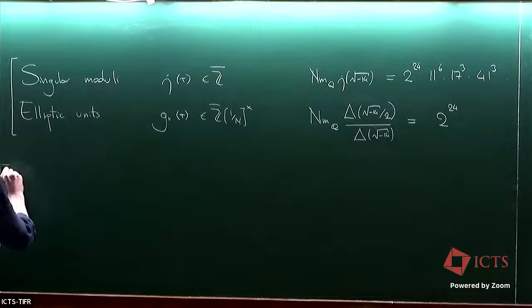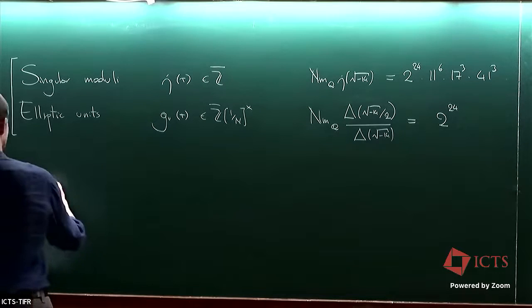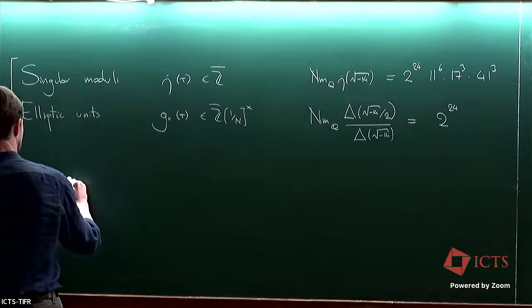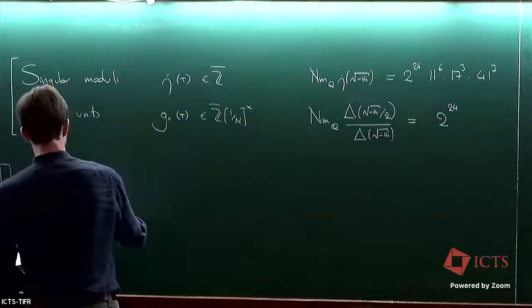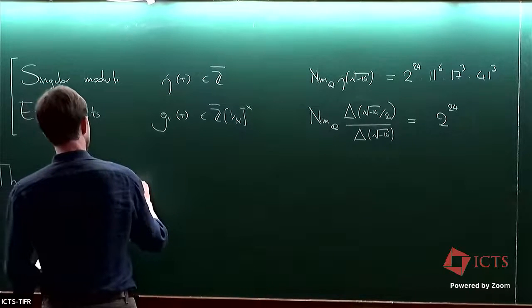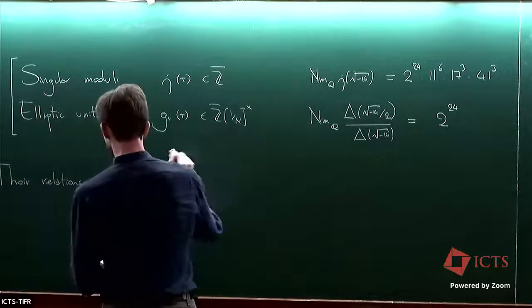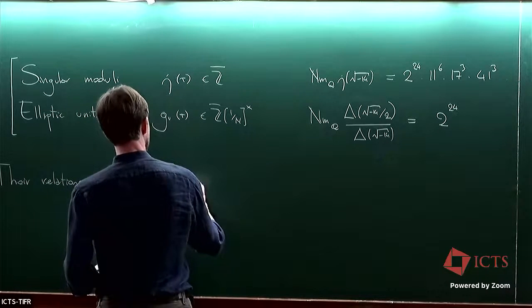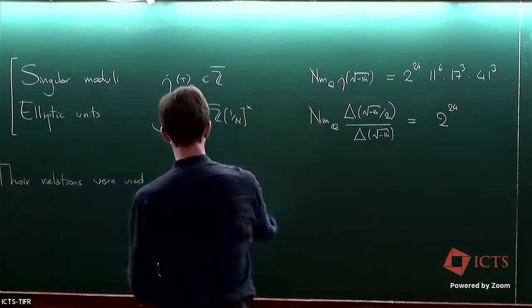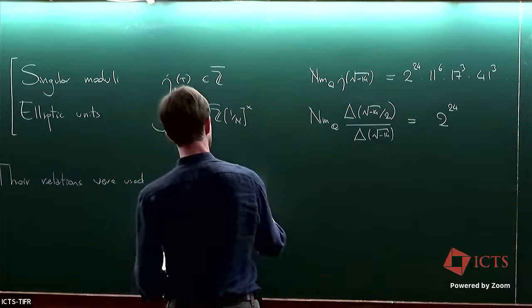So in fact, these relations lie at the core of the proof of the main theorem of CM theory that I gave in the notes, which is really the most classical proof. So they were used. Well, let me just say they were used in the proofs of the main statements of complex multiplication as well as computations.